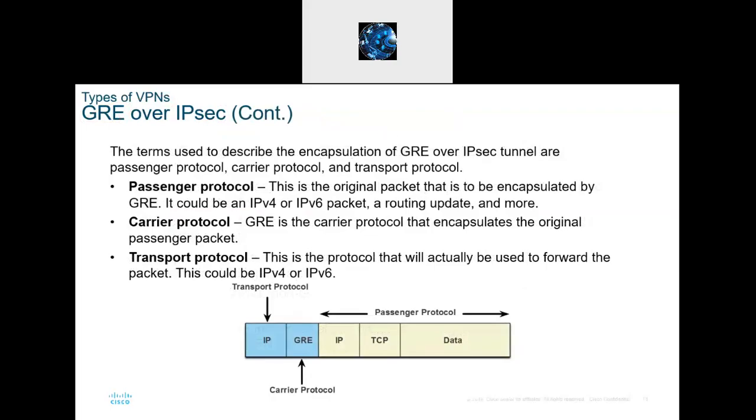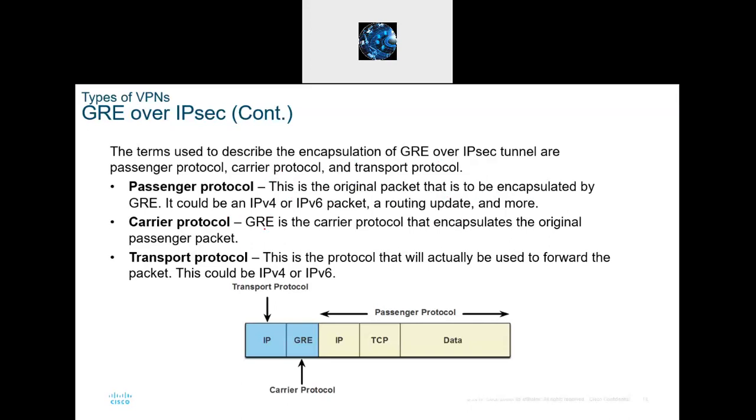Okay. So still talking about GRE over IPsec. The terms used to describe the encapsulation of GRE over IPsec are passenger protocol, carrier protocol, and transport protocol. These are some of the things involved when you are running that particular protocol, generic routing encapsulation. So what is the passenger protocol? This is the original packet that is to be encapsulated by GRE. It could be IPv4 or IPv6, a routing update, and more.